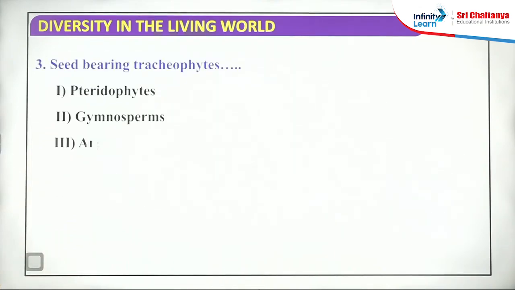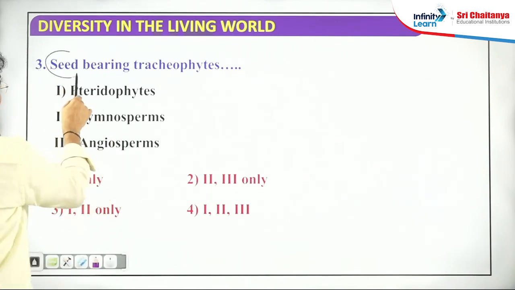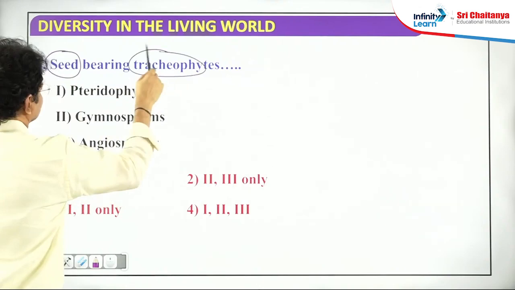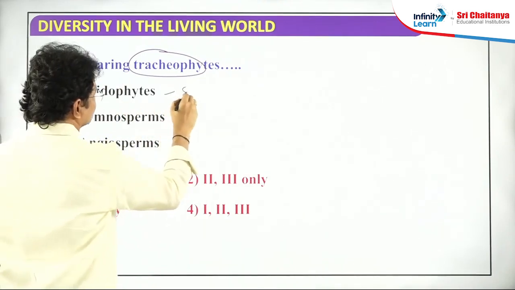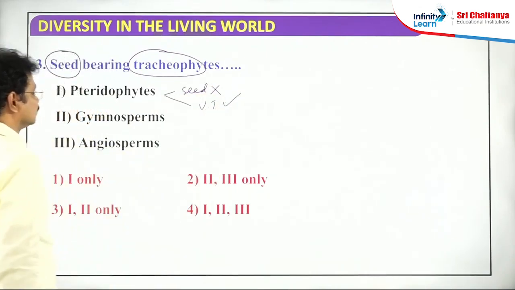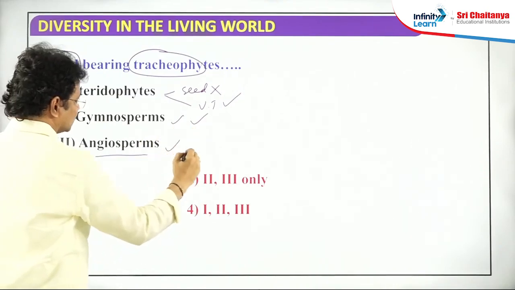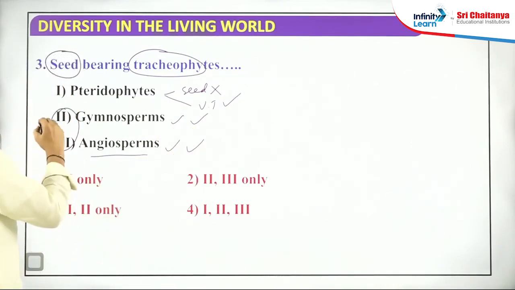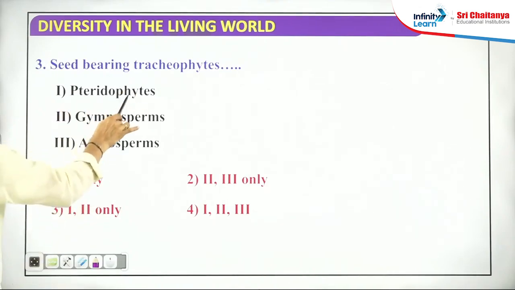Next, seed-bearing tracheophytes. Seed-producing tracheophytes. The option should satisfy two characters. One is seed production, another one is vascular tissue presence. Choose the plant group that possesses both seeds as well as vascular tissues. In pteridophytes, no seeds, but vascular tissues are present. In gymnosperms, both are there. In angiosperms, both seeds and vascular tissues are there. Then the right answer is both 2 and 3. How can you eliminate the pteridophytes? Pteridophyte is actually a tracheophyte, but there are no seeds. Then the right answer is the second option.